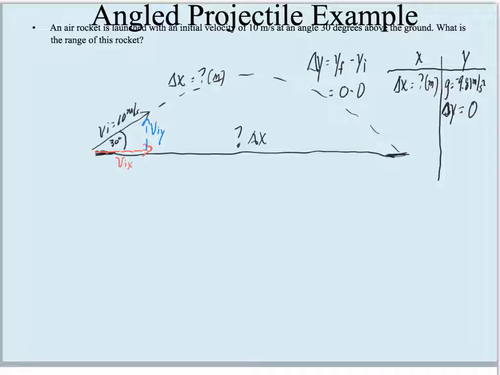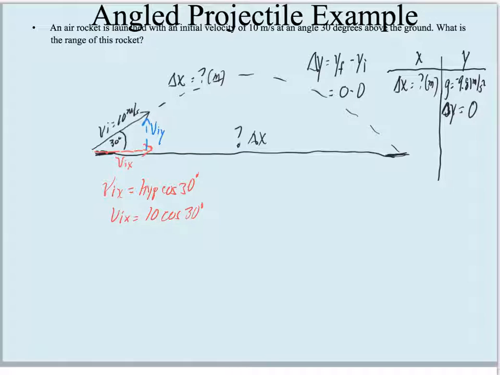Let's see, Vix is the adjacent side to my 10 meters per second hypotenuse. I know the angle, so to find Vix, I would simply take the hypotenuse times the cosine of 30 degrees. So Vix is 10 meters per second times the cosine of 30.